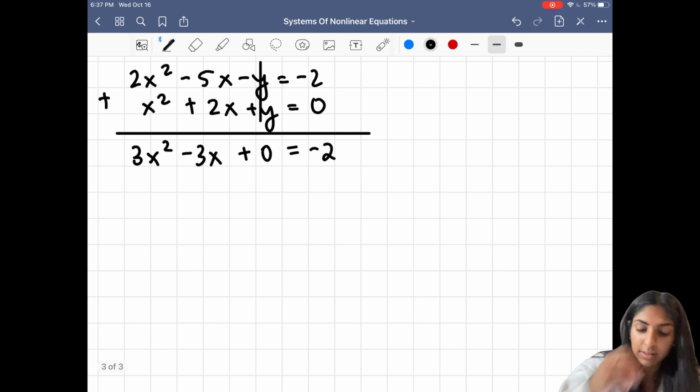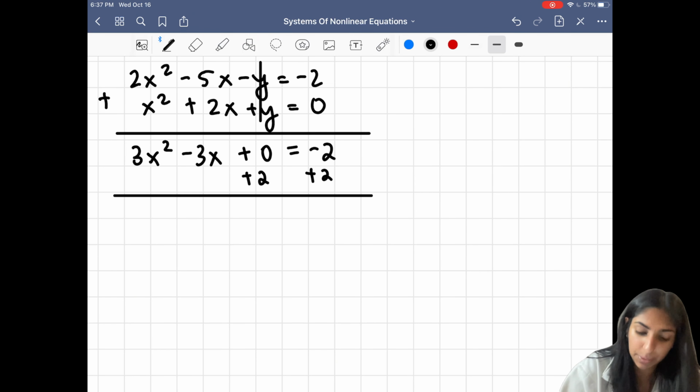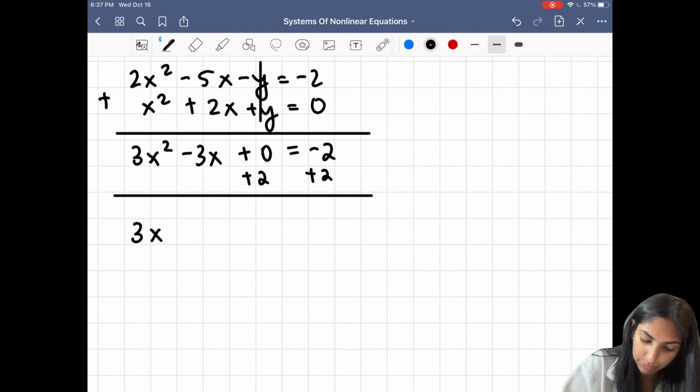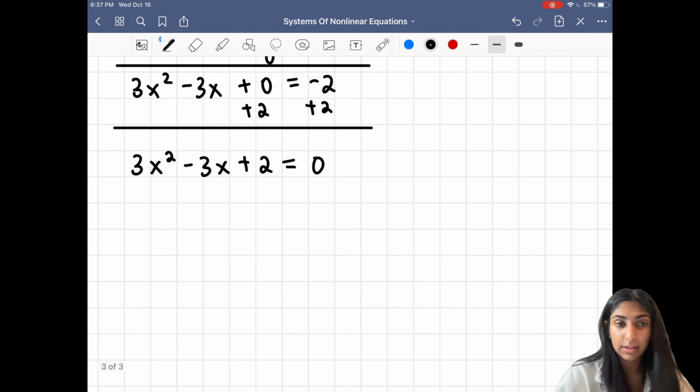Now we can bring this negative 2 to the other side by adding 2 to both sides. And that's because we can get this right-hand side equal to 0. So we're going to have 3x squared minus 3x plus 2 equals 0. Now we can find the solutions to these equations by using the quadratic formula.